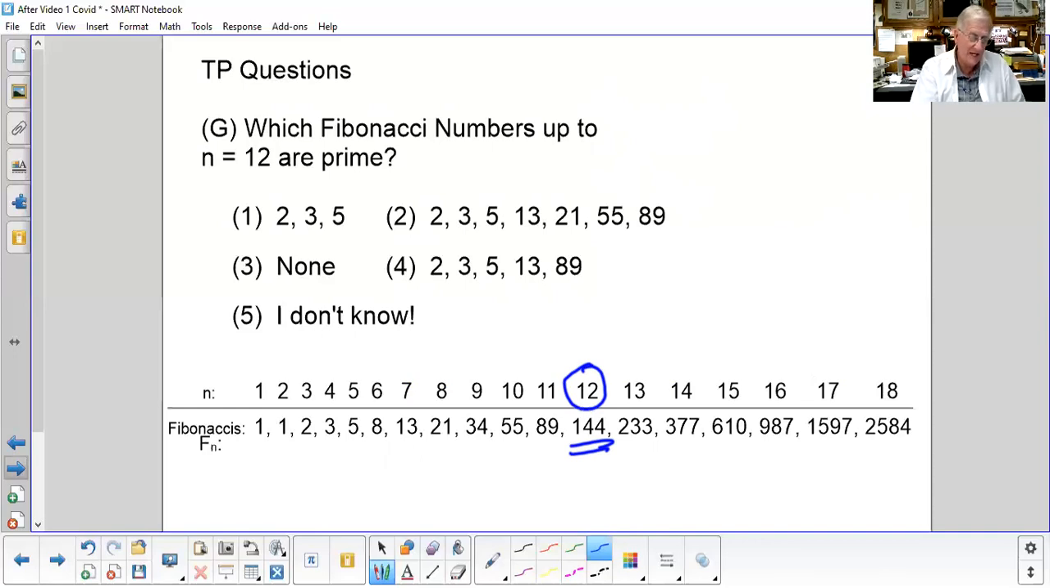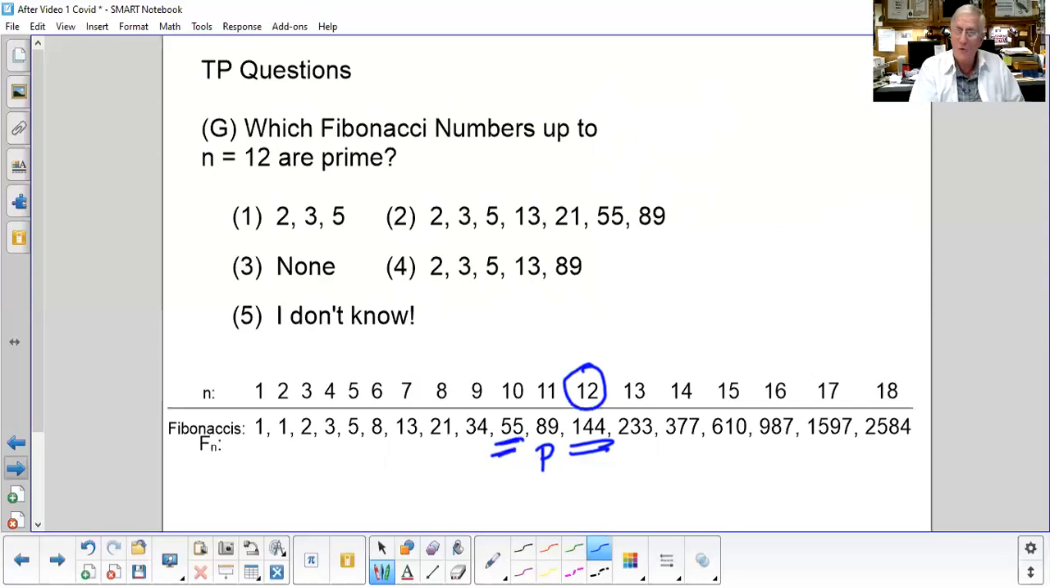Now let's look at 89. Can you think of any number which will divide evenly into 89 except for itself, 89, or 1? Well, as it turns out, there isn't one. So this is a prime number. How about 55? 55 is odd. It could be prime or it could be composite. But I think you can see that 55 can be divided by 5 or it can be divided by 11. So this is composite. It's not prime.